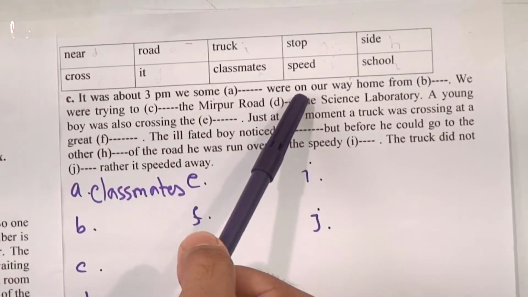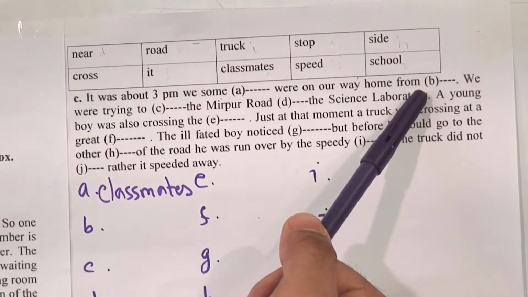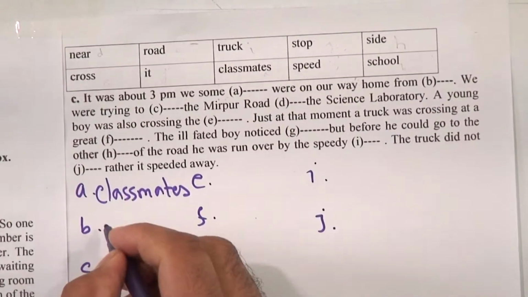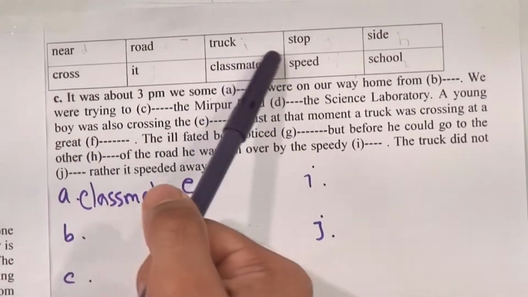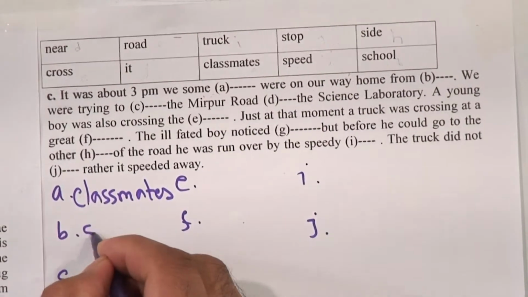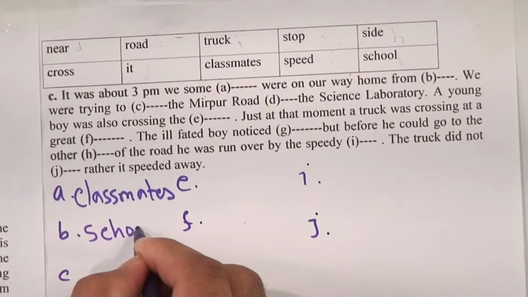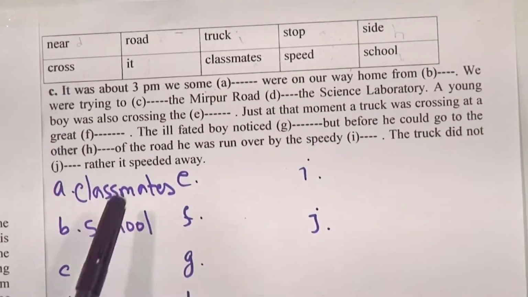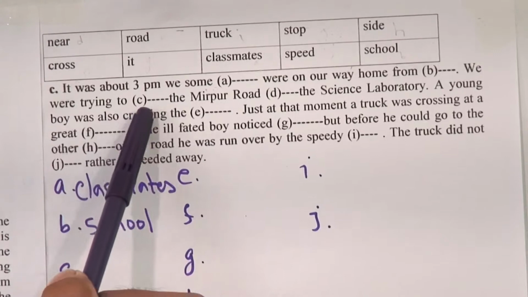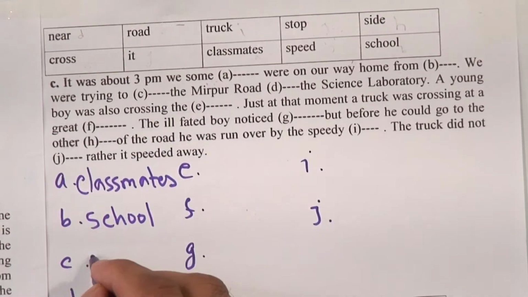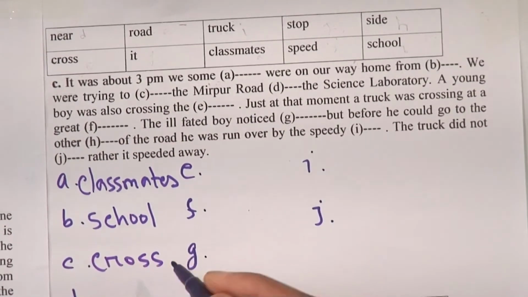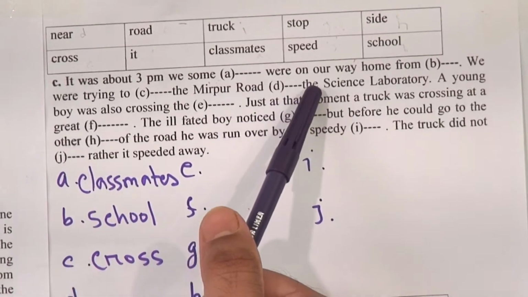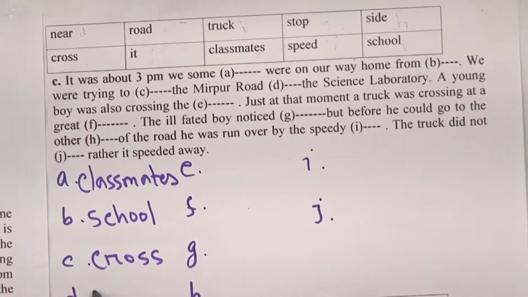Okay, we are on our way from home to the village. Here, what is the option number B? Home, school. We are away from home, from school. Okay, number C. We were trying to cross the Mirpur road, near the science laboratory.